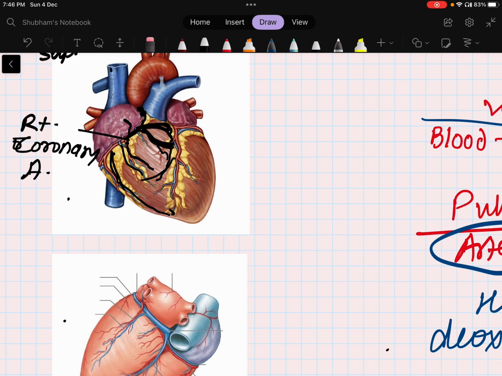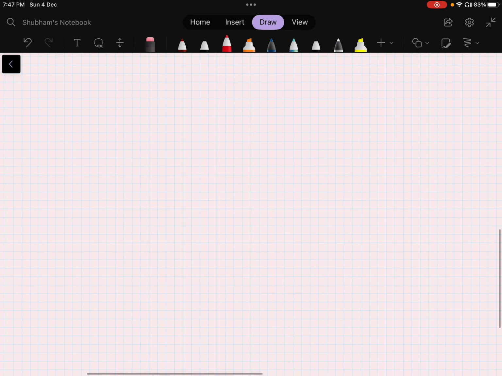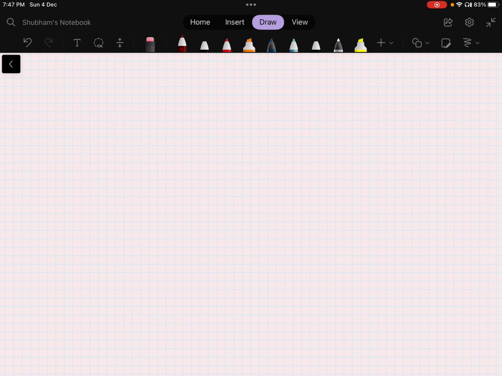But what in case of the left coronary artery? The left coronary artery supplies the left atrium, the left ventricle, the left bundle of His, the anterior two thirds, this part, and the posterior on the right. And the apex, this is common. So it's going to be confusing. So let me rule it out.